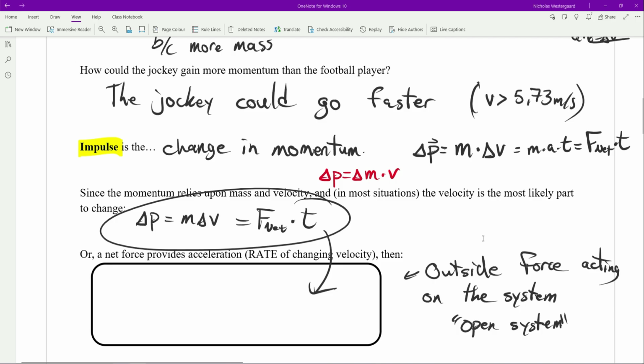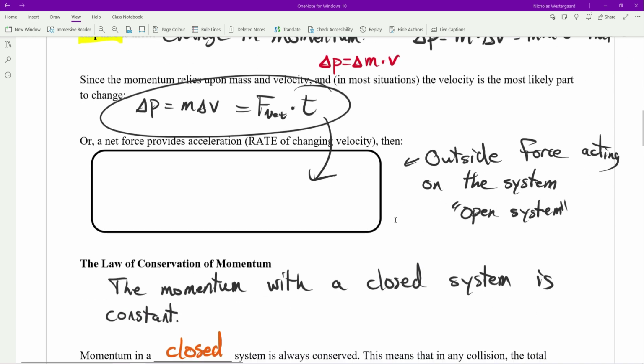What's going on here is this requires some net forces, which are outside forces acting on the system. This impulse formula is all about open systems with outside forces. So that's what's going on here, is we can calculate change in momentum.